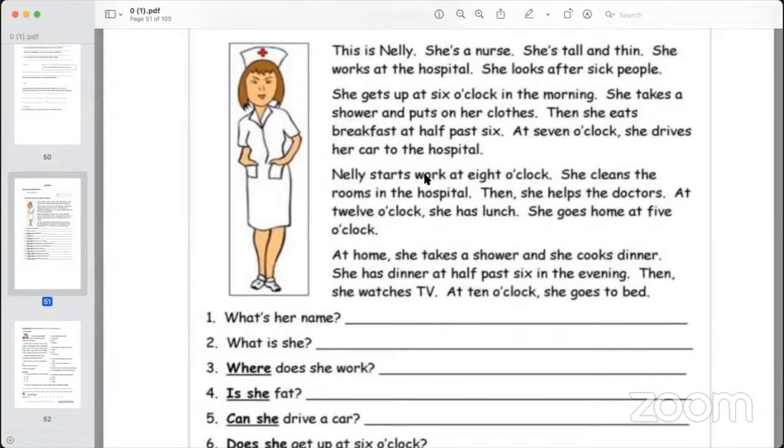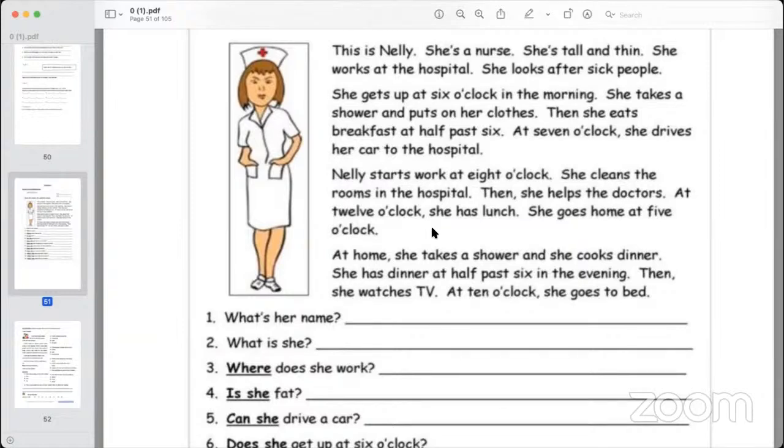Nelly starts work at 8 o'clock. She cleans the rooms in the hospital. Then she helps the doctors. At 12 o'clock, she has lunch. She goes home at 5 o'clock. At home, she takes a shower and she cooks dinner. She has a dinner at 6:30 in the evening. Then she watches TV. At 10 o'clock, she goes to bed.